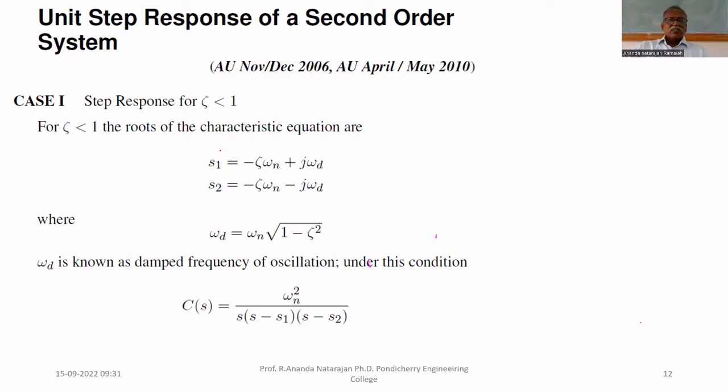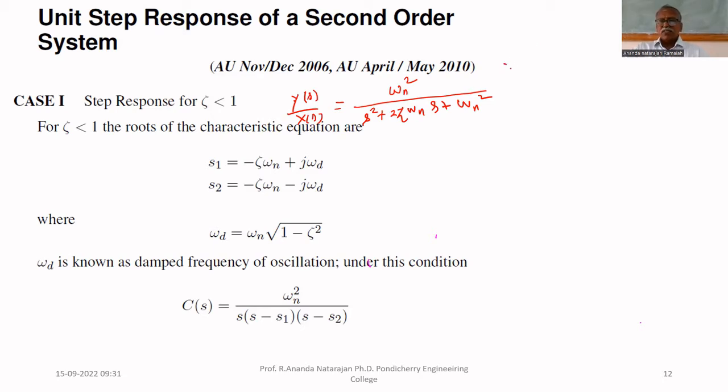Now let us find the unit step response of a second order system whose transfer function is represented in natural frequency form, omega n square upon s square plus 2 zeta omega n s plus omega n square, with k equal to 1. If you consider this, you will get y of s upon x of s equal to the second order system in natural frequency form.